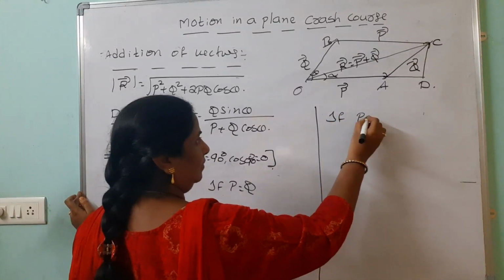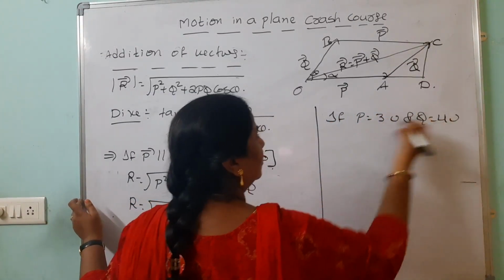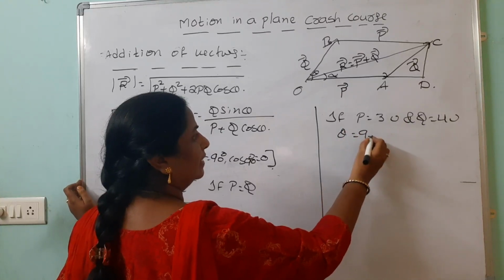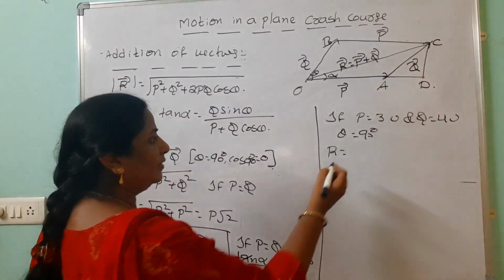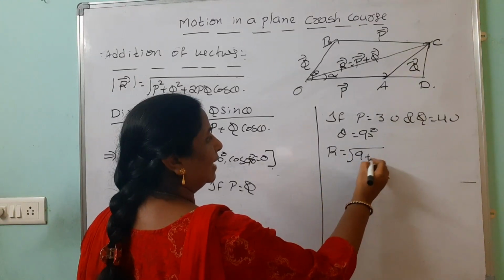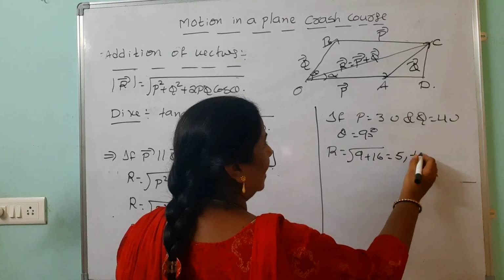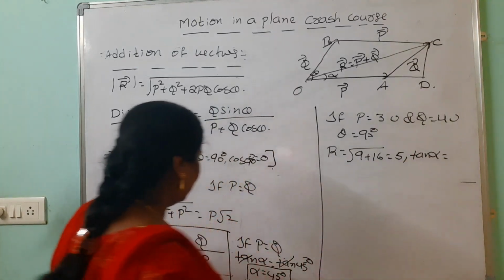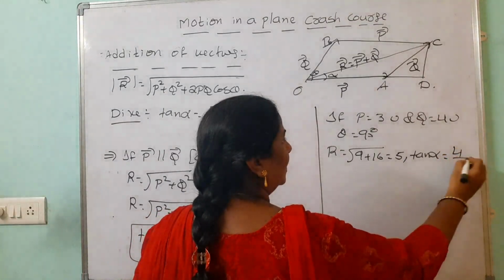If p equals 3 units and q equals 4 units, theta is 90 degrees. How to find out the resultant? Directly, you know that under root 3 square is 9 plus 16, under root 25 is 5. Then direction, what is tan alpha? Immediately you can say that tan alpha is q by p. So q value is 4 by 3.